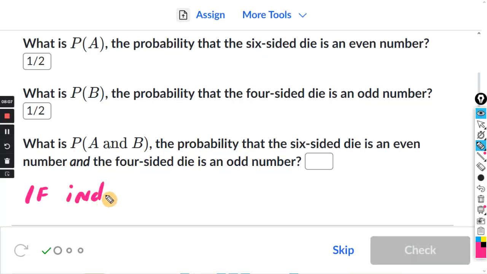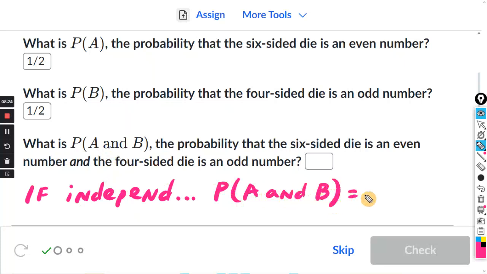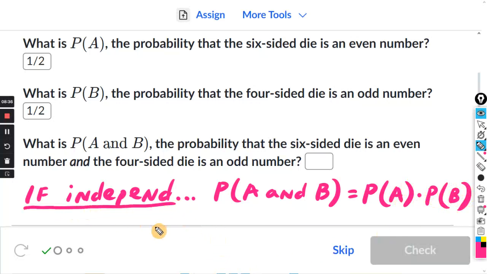if the events are independent, that means the probability of A and B is going to equal the probability of A times the probability of B. All right. This is if they are independent. And we know they're independent because it's two separate dice. One does not affect the other.